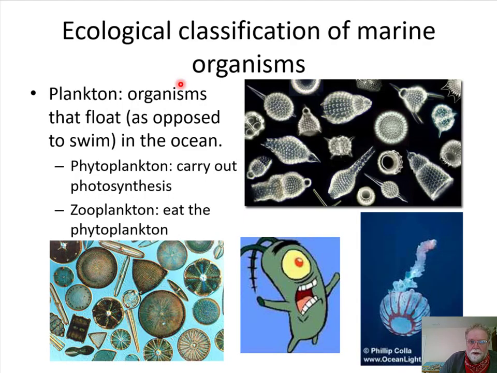Now that we know a little bit about the water, let's think about the things living in the water. If this were a marine biology class, we might talk about the Linnaean classification scheme, where you have kingdom, phylum, class, order, family, genus, species, and we would classify things that way, and that's fine. But there's an easier way to do it.